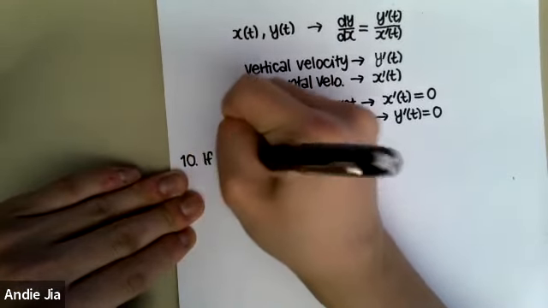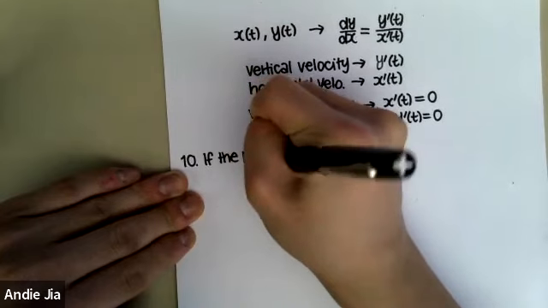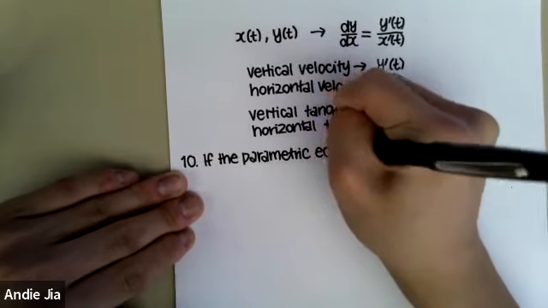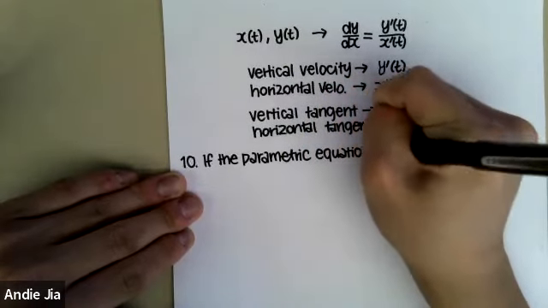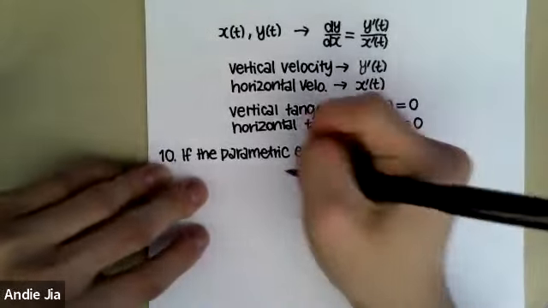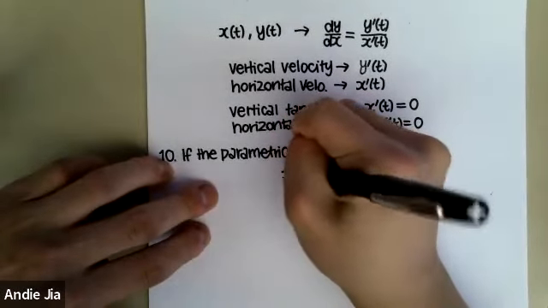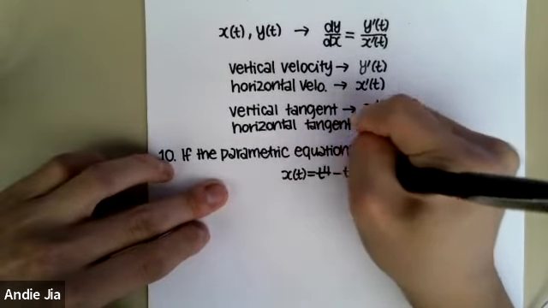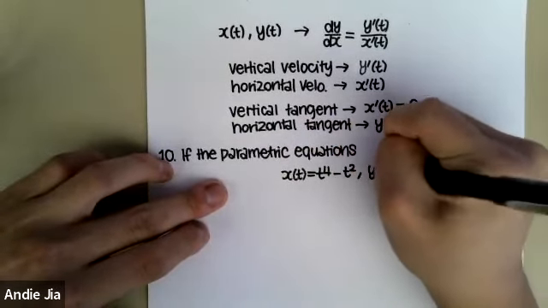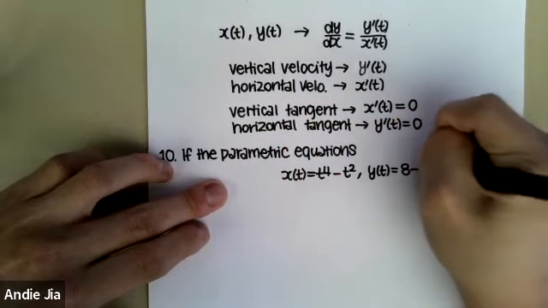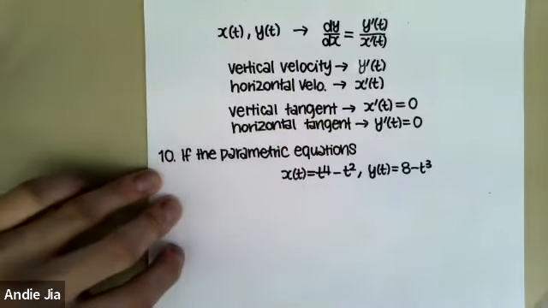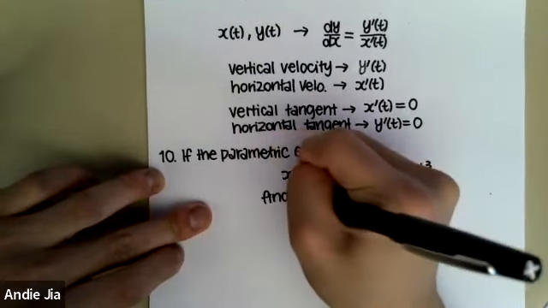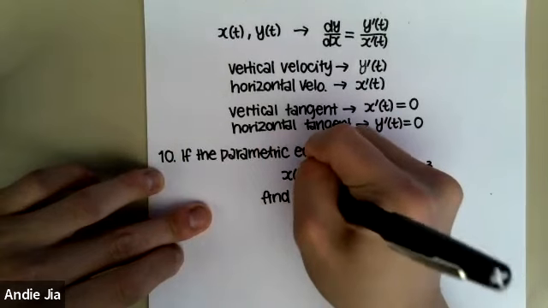So if the parametric equations are x(t) equals t to the fourth minus t squared, and y(t) is 8 minus t cubed, find dy dx.